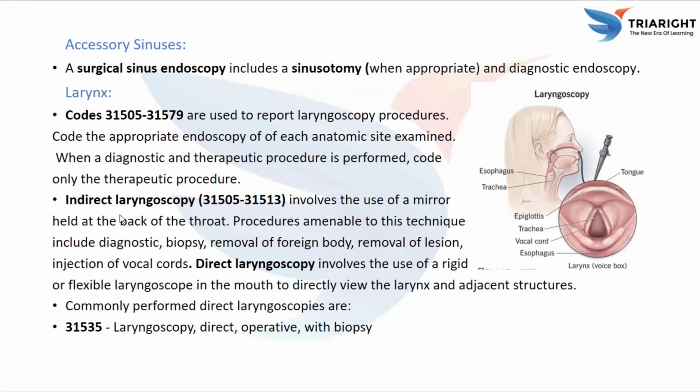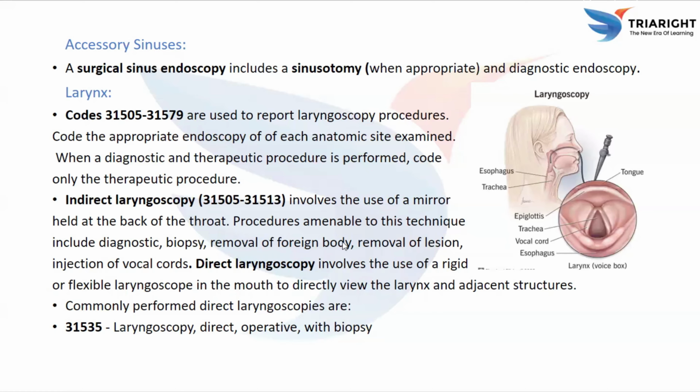And the next guideline is regarding indirect laryngoscopy. CPT code range 31505 to 31513. So what is an indirect laryngoscopy? In this procedure, the provider uses a mirror held at the back of the throat, and it's an older and simple technique. What can be done with this indirect procedure? Diagnostic examination, biopsy, removal of a foreign body, removal of a lesion, and injection of the vocal cords. This is often performed in the office, and it usually requires no anesthesia, no general anesthesia.